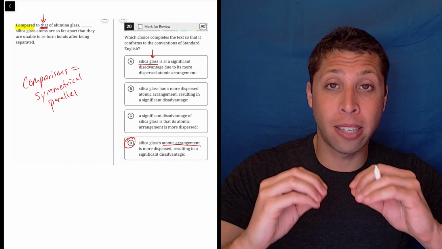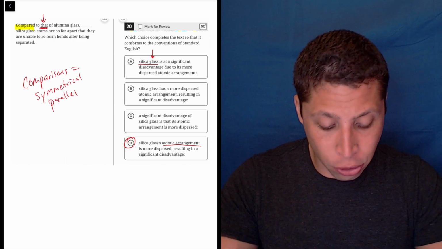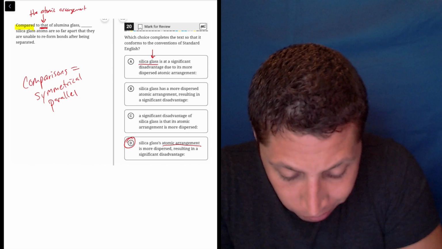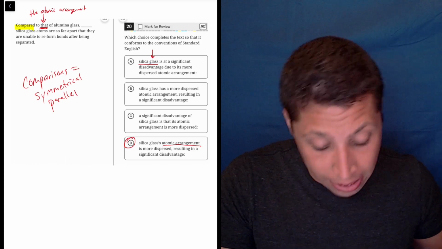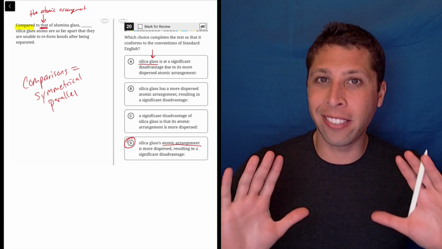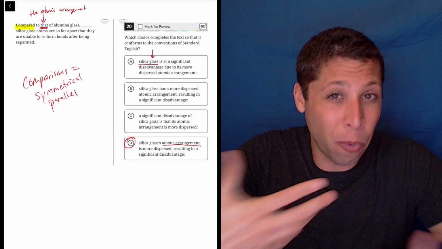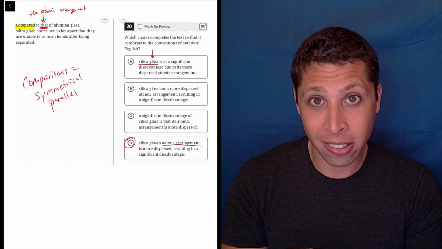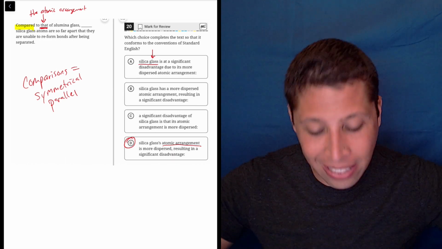If I were to be a little less concise about my writing, what I would really be saying here is this. Compared to the atomic arrangement of alumina glass, silica glass's atomic arrangement is more dispersed. So I'm comparing the arrangement in both of these types of glass. So in a sense, I am comparing the two different types of glass. But that's just in a sense of like the way that we think about it. But in the grammatical sense, we're not comparing the glass. We are comparing the atomic arrangements of the two glasses, and the sentence needs to reflect that.